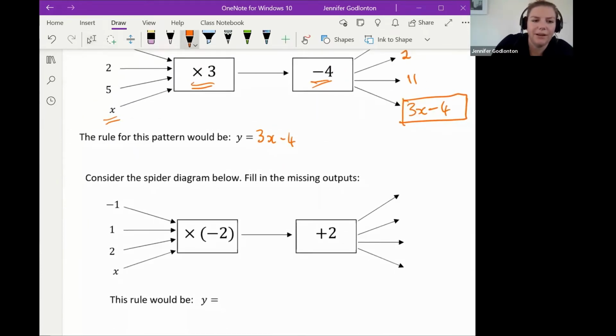I don't want you to worry about these ones just yet. Those are the hard ones for me. I want you to tell me what this output would be with x.